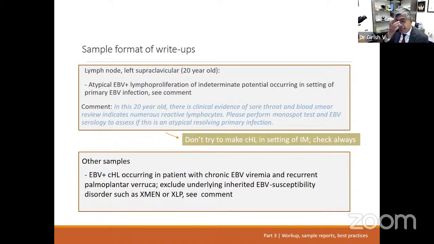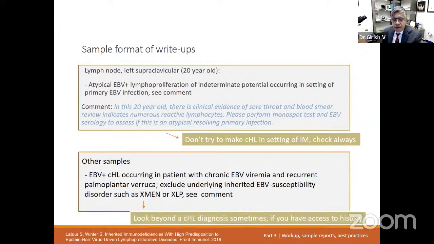These are other samples. This was a case I saw recently of a sad case where the patient died. EBV positive Hodgkin lymphoma in the setting of chronic EBV viremia. And the patient had recurrent palmoplantar warts. That clearly smells like something more than your average Hodgkin. And that's a T cell defect. And when you see these funny combinations, think of an inherited EBV susceptibility syndrome like XMEN or XLP. I think that the patient that I had was possibly XMEN based on the constellation of things. But sadly, the patient did not give consent for genetic evaluation of siblings. So that came to a full stop with that. And so look beyond CHL. It's not your job to just make a diagnosis and move on. That's a great reference for you if you want to ever read.